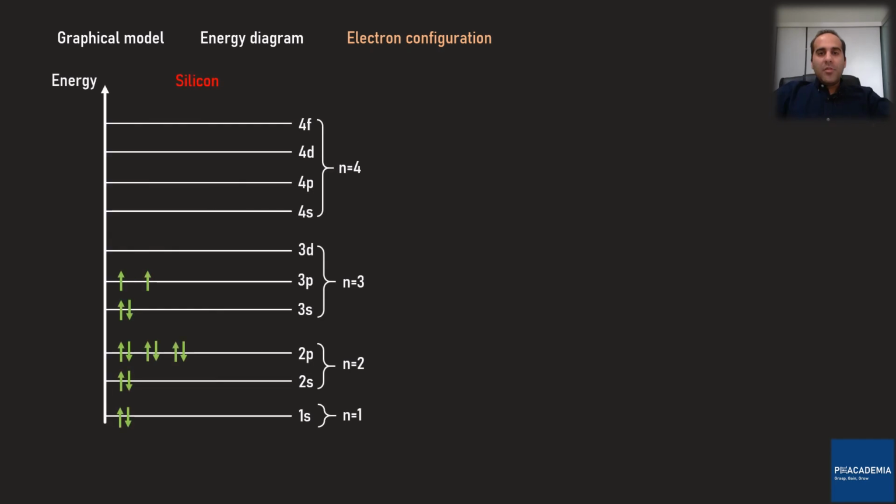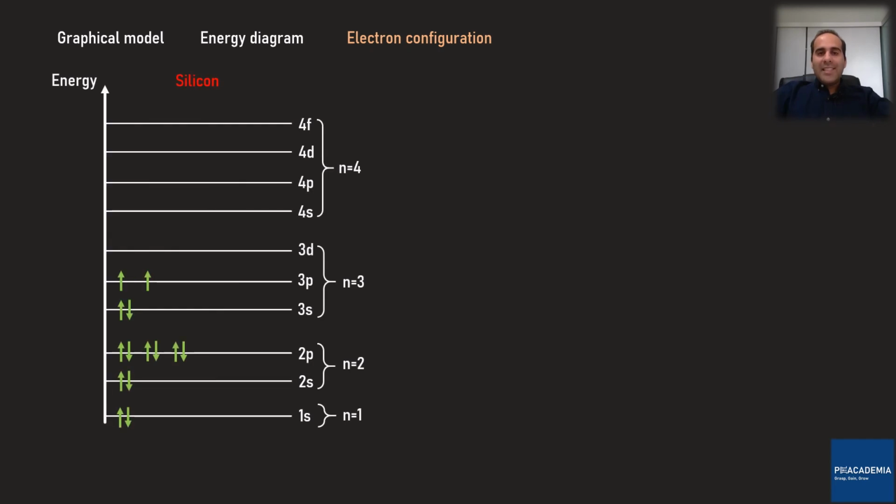After all the discussions we had in this lecture, I have a question for you. Is there any way to show the way electrons occupy states in an atom? So far, I have shown you two methods, the graphical model and the energy diagram. It turns out that there is a third option, and that is the electron configuration. Here is the energy diagram of the silicon atom.